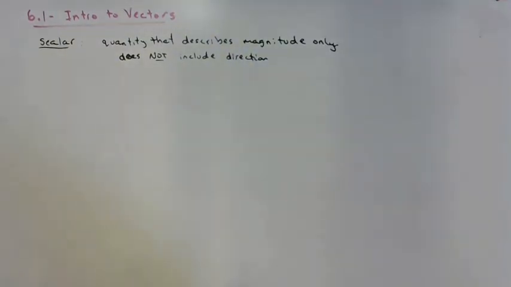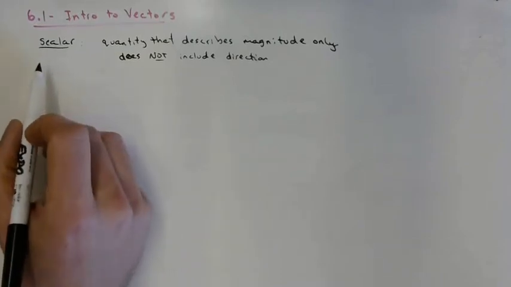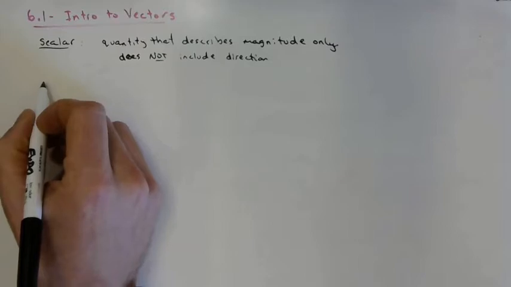direction. So something like, I took 5 steps. That would be a scalar measurement of 5 steps. Or I drove 100 kilometers today. Okay, it doesn't tell you what direction you drove in or where you went. It's just a quantity that describes the magnitude. It's a scalar measurement.